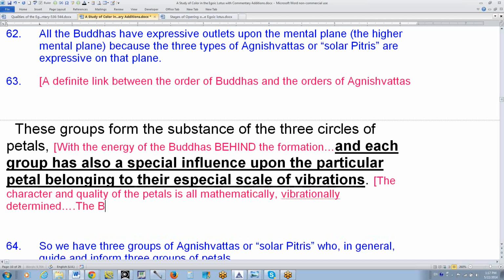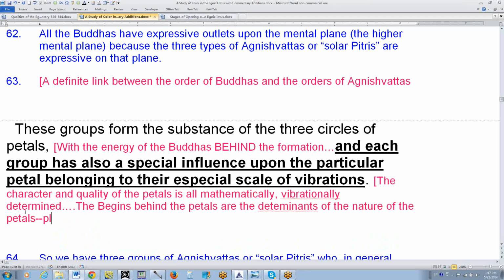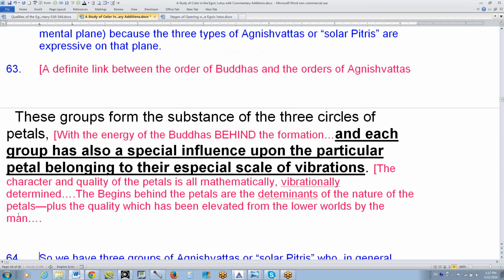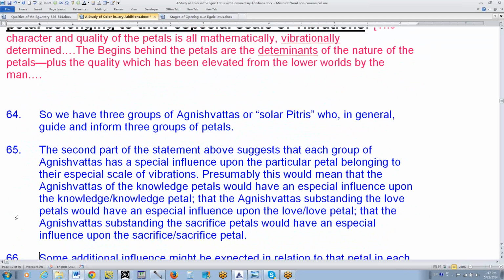So these beings behind the petals are the determinants of the nature of the petals, plus the quality which has been elevated from the lower worlds by the man. Okay, so we have three groups of Agnishvattas or solar pitris who in general guide and inform the three groups of petals. The second part of the statement above suggests that each group of Agnishvattas has a special influence upon the particular petal belonging to their especial scale of vibrations.